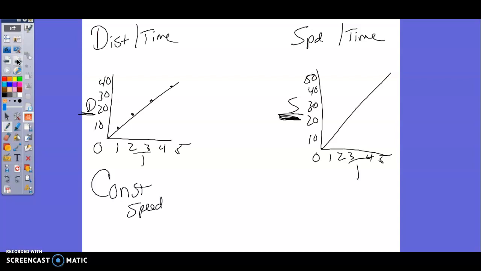How would I label that? At 1 minute, it's going 10 miles an hour. 2 minutes, it's going 20 miles an hour. 3 minutes, it's going 30. 4 minutes, it's going 40. 5, it's going 50. How would I describe that? What's happening to the speed on here? Every time I check, it's going what? What do we call that? This is an acceleration.